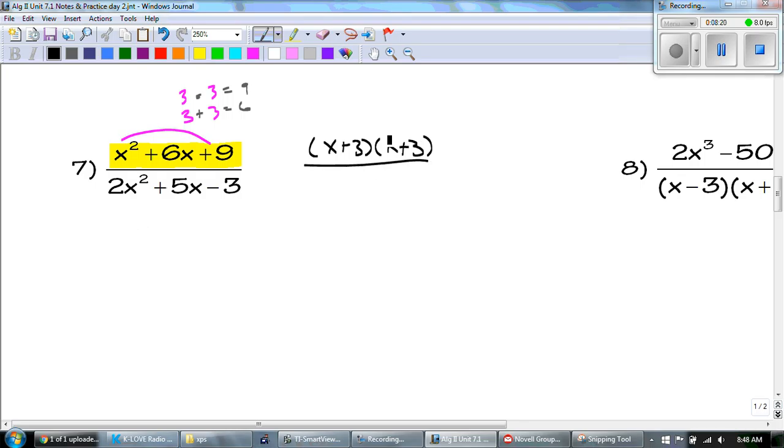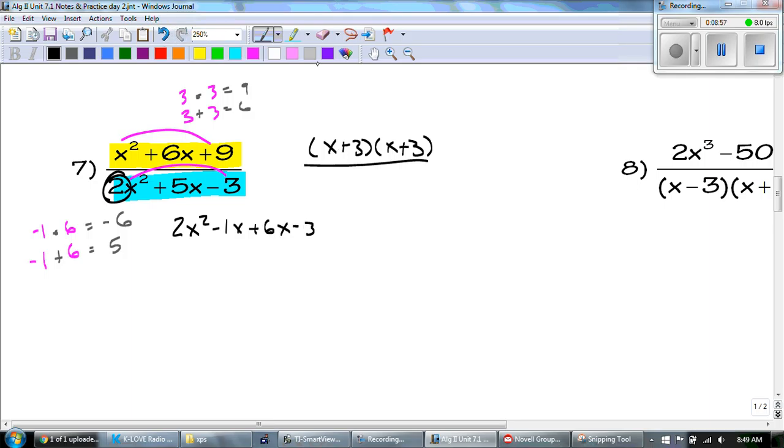Now, on the bottom, I gotta factor this too, and the sad thing is, I can't do the shortcut. So 2 times negative 3 is negative 6, so I'm looking for numbers that multiply to negative 6 and add to 5. Yeah, and it's 1 and 6, and the 1 is negative. So this is where we have to split the middle term. I have 2x squared minus 1x plus, sorry, that's a 6x minus 3.